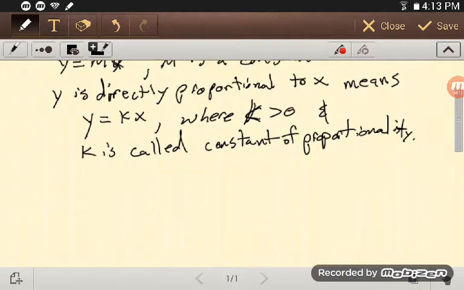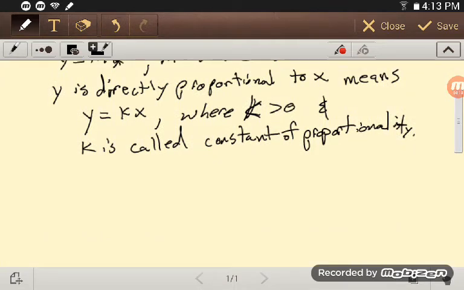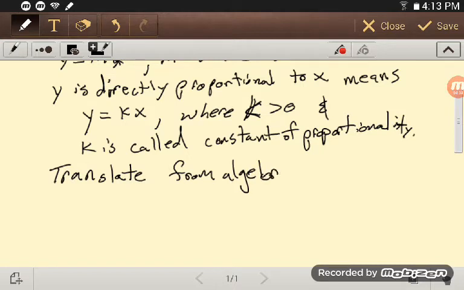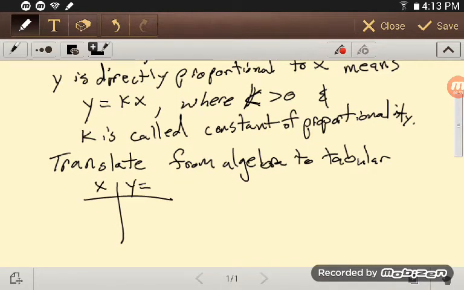So what you see is when you start talking about direct proportionality, it's really just a special case of this idea of slope. So we could have y equals mx, where m is any constant, including 0. So we could have a slope of 0, and then we have this idea of the constant of proportionality. Now, what we need to do is be able to translate between our algebra and our other languages, our graphical and tabular languages. So here, we want to translate from algebra, and we're going to go to tabular first.